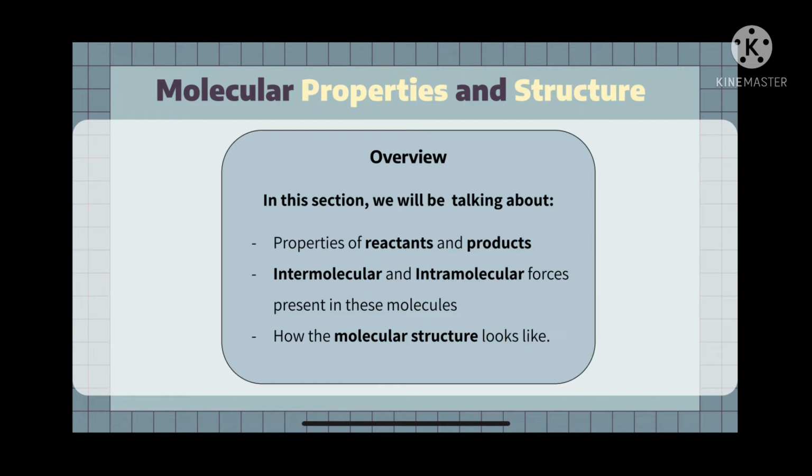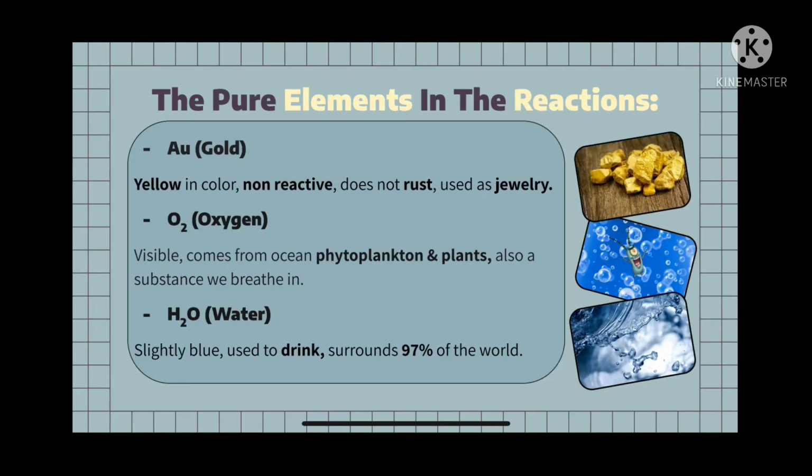Molecular properties and structure. In the upcoming slides, we will go through each point mentioned and elaborate more about our reactants and product. In the reactant section, there are some pure elements that are found in our reactions. First and foremost, gold, a pure element that is non-reactive, allowing it to not rust, and it's oftentimes used as jewelry.